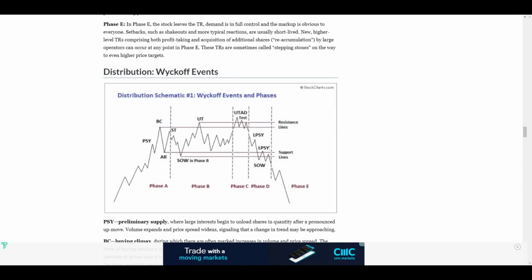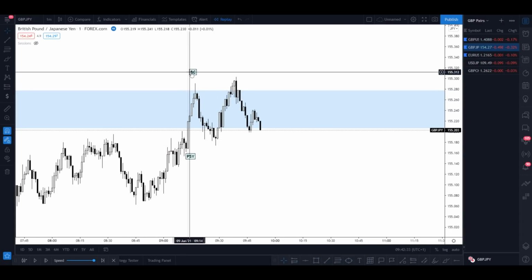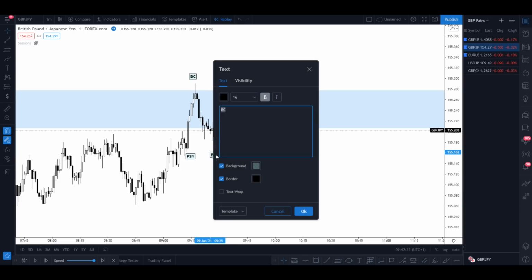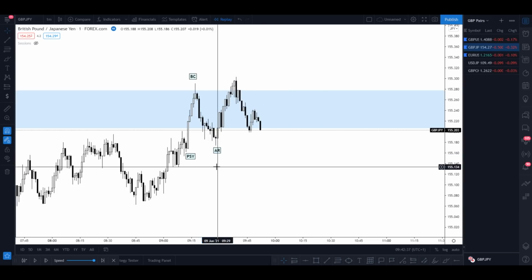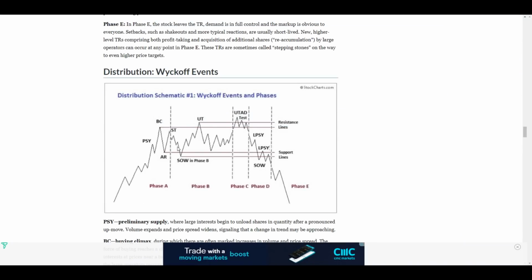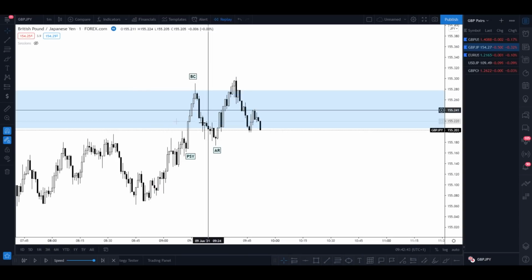Now, do we have an automatic rally? Yes, we do. It pushes back down. It has an automatic reaction towards the downside, coming back over here. All I'm doing is I'm looking at this schematic and I'm trying to print whatever I see onto the charts.